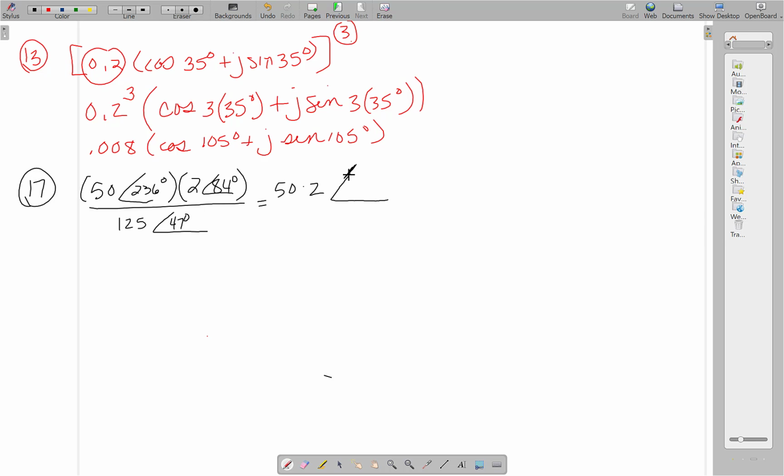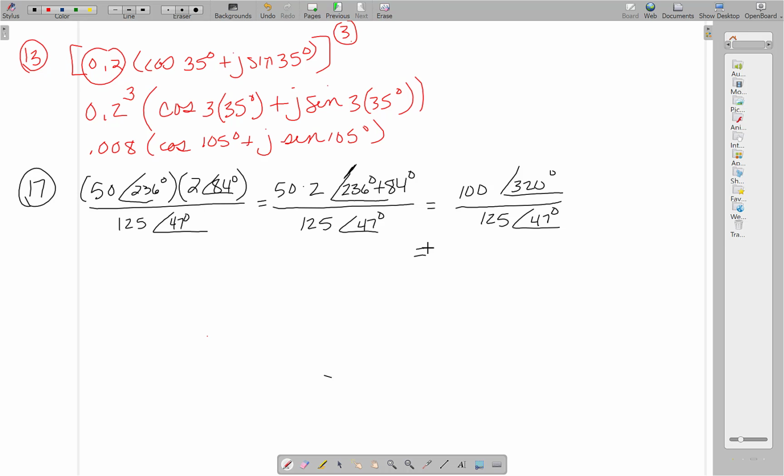what do we do with our angles? 236 degrees plus 84 degrees. And we'll keep the bottom the same for right now. So we get 100, our angle sine, 320 degrees. Looks like a big angle sine. And 125, 47 degrees.